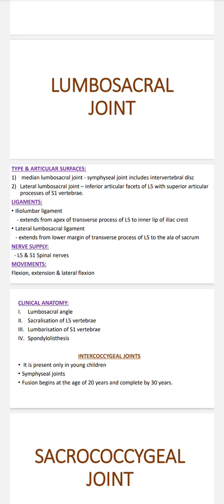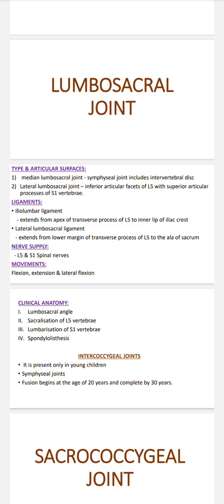For the lumbosacral joint, the type and articular surfaces are the median lumbosacral joint and the lateral lumbosacral joints. The median lumbosacral joint is a symphysial joint which includes the intervertebral disc, and the lateral lumbosacral joints are between the articular facets. The inferior articular facet of L5 articulates with the superior articular process of the S1 sacral vertebra.